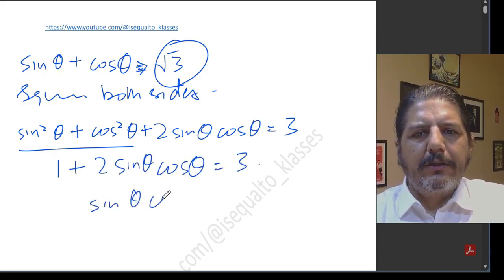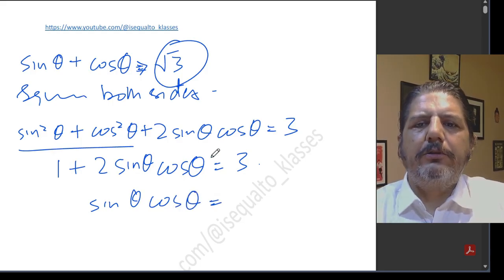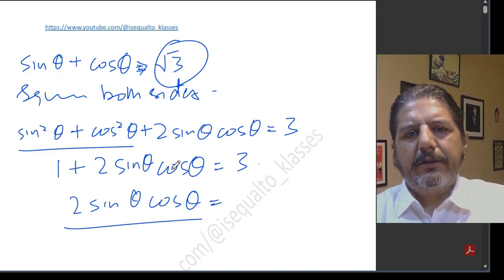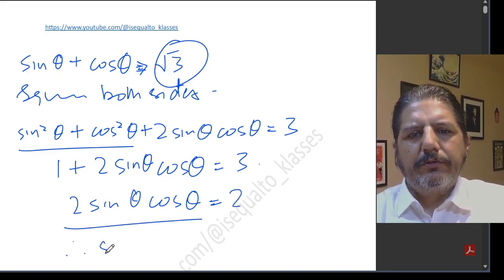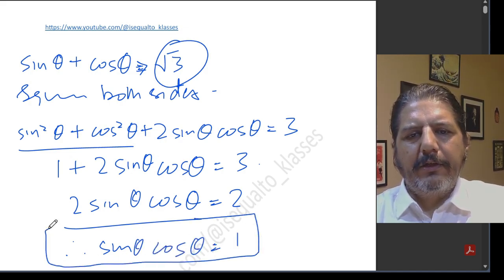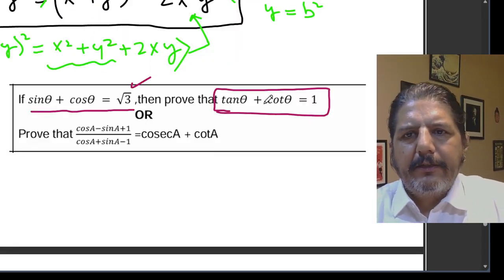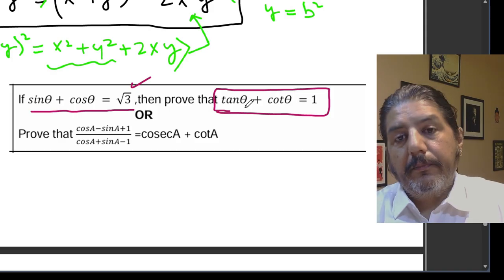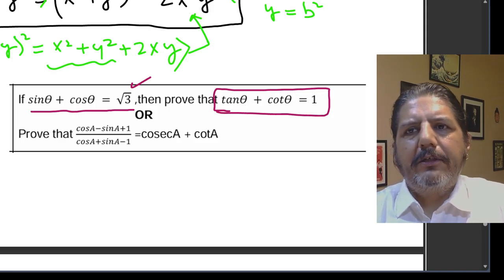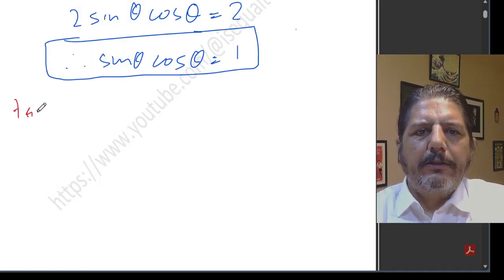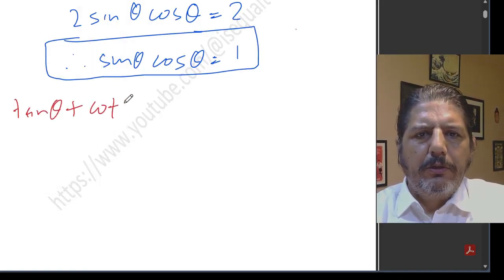Now if I solve this, 3 minus 1 is equal to 2, so I'll have a 2 here. 2 sin theta cos theta equals 2. Therefore, sin theta cos theta will be equal to 1. This is the value of sin theta cos theta that I have found. Now let me look at the right hand side. What I need to prove is tan theta plus cot theta is equal to 1.